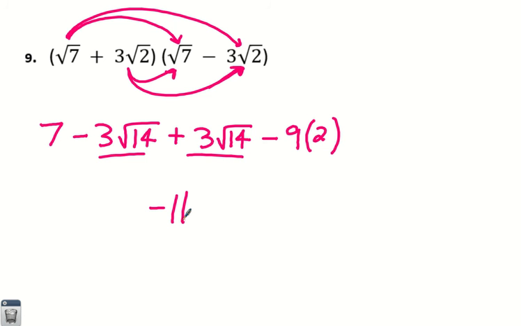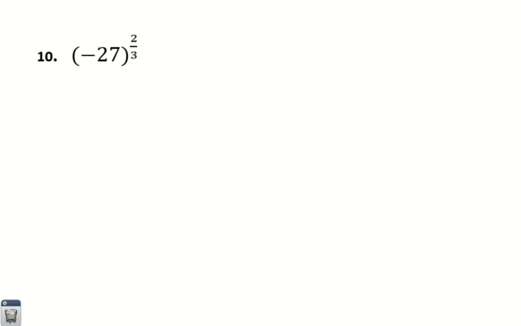Why am I doubting that? 7 minus 18 is negative 11. So final answer, negative 11. Yay. Okay, moving on to number 10.